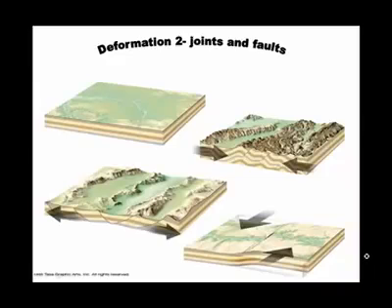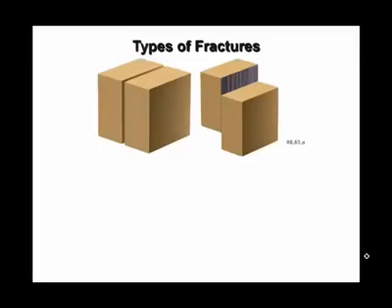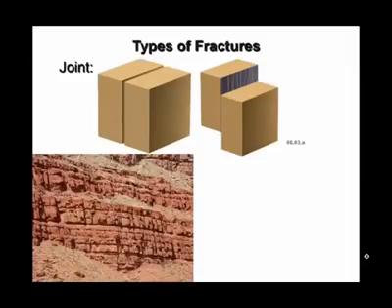Deformation Part 2, Joints and Faults. Two basic kinds of fractures. A joint is a break in the rock, whereas a fault is a break along which some movement has taken place. Now in this rock here, you can see horizontal bedding planes, but the vertical lines are joints.